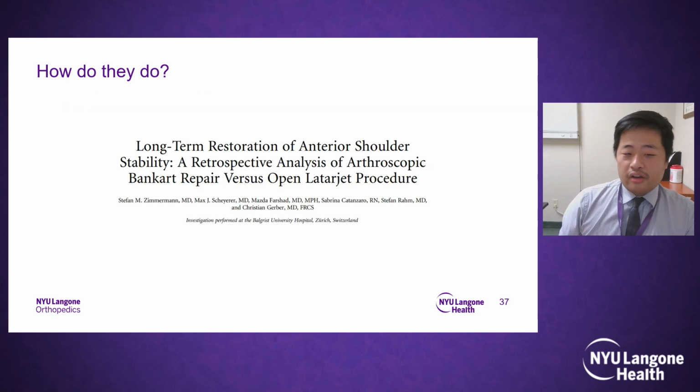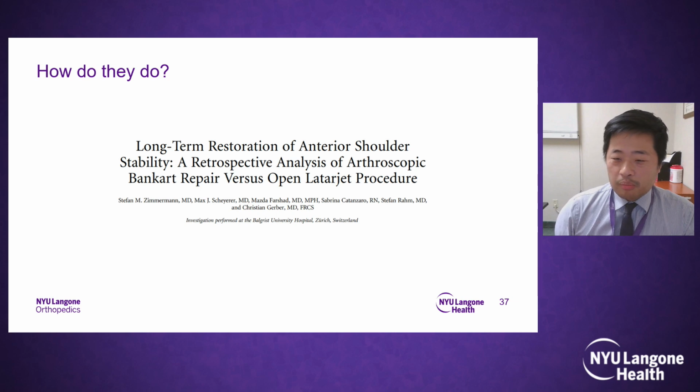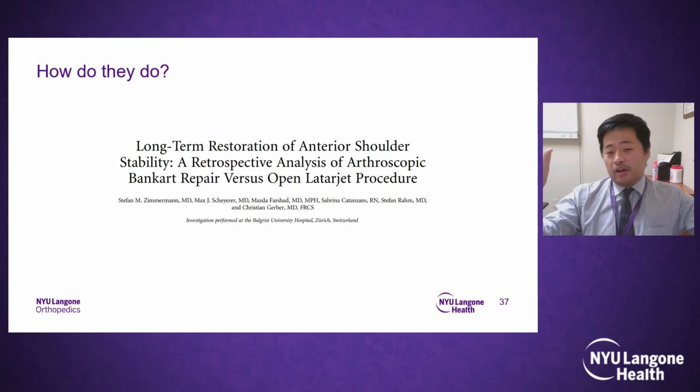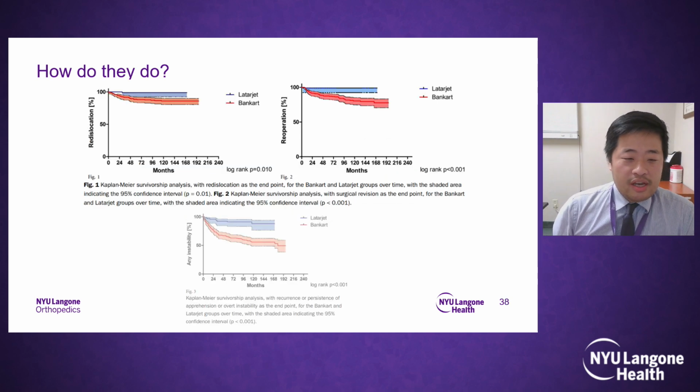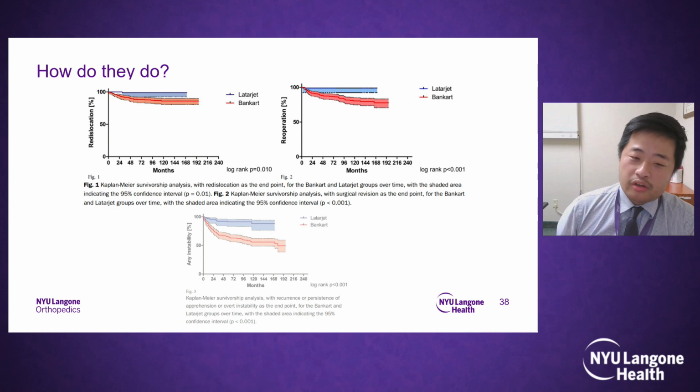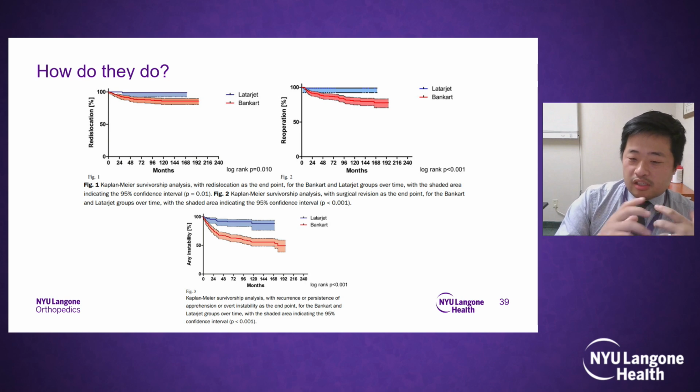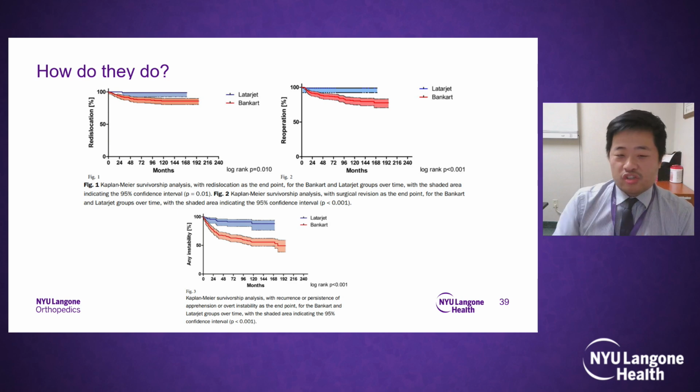If you look at data out of Europe, Christian Gerber's group published in JBJS a comparison of arthroscopic Bankart repair versus open Latarjet for initial surgery for anterior instability. And you can see here, if you look at the Kaplan-Meier curves, Bankart's in red. In every way that you would think about instability, whether it's redislocation here in the top left, reoperation here in the top right, or instability on exam or ultrasound, there is a decay that happens with Bankarts over time. And so some people say, well, Bankarts will fail. It's just a matter of time.